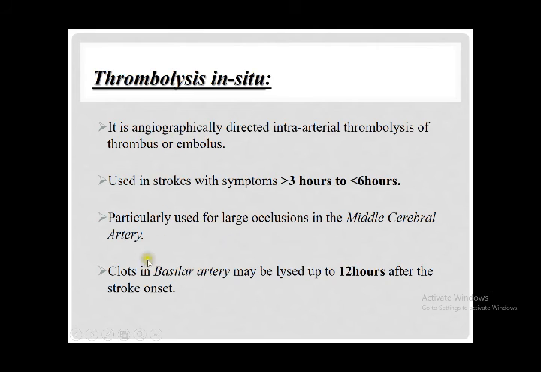And it is particularly used for large occlusions in the middle cerebral artery. Sometimes in the posterior circulation, for example clots in the basilar artery, may be lysed up to 12 hours after the onset of a stroke or ischemic stroke.